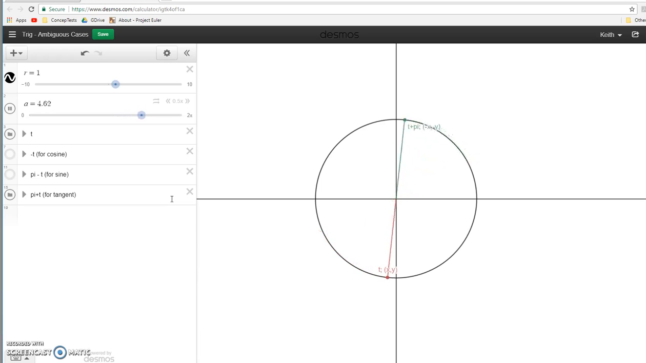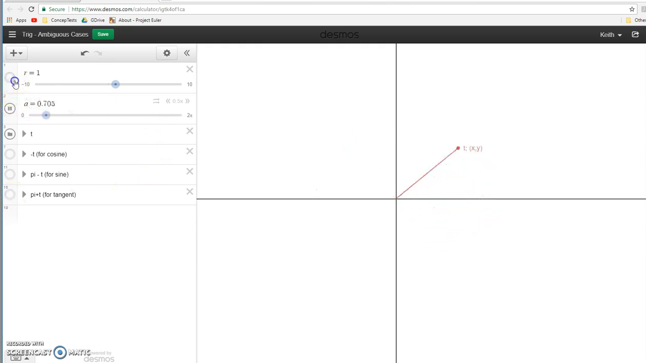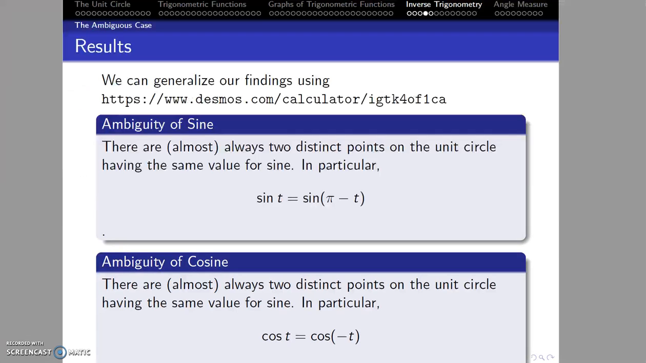Tangent is periodic with period pi instead of period 2 pi. And so if one number works on the unit circle, you go pi around, you're going to have the same tangent as well. What I want you to realize from that is there's always two distinct points on the circle having the same value for sine, two different distinct points having the same value for cosine, two distinct points having the same value for tangent. Right? Sine of pi minus t is always equal to sine of t.